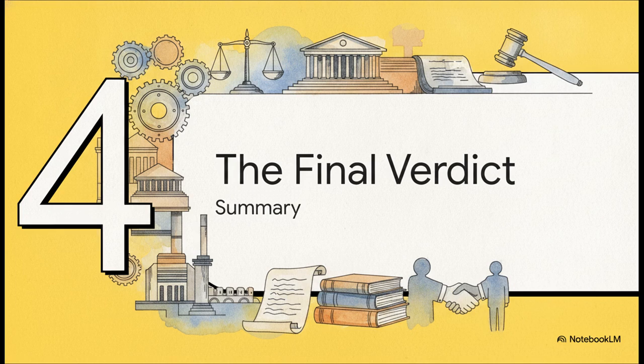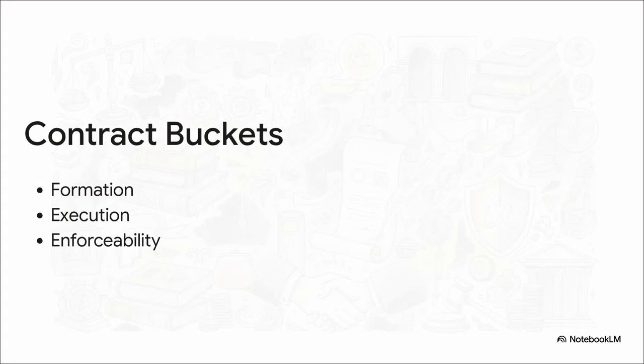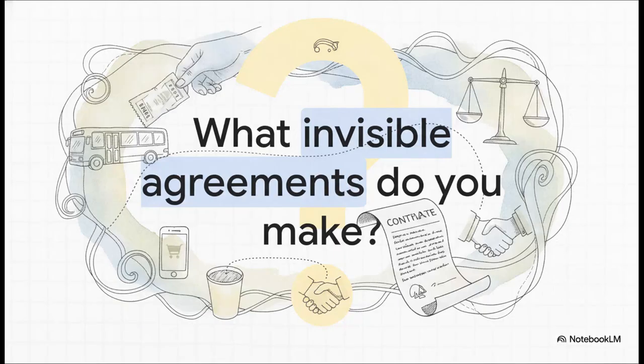All right, let's get to our final verdict. To sum it all up, every contract fits neatly into our three simple folders. Formation covers exactly how the contract is made, whether it's express, implied, or quasi. Execution tells us where it stands in the process, either completely executed or executory and ongoing. And enforceability dictates whether the law will actually support it if things go wrong, classifying it as valid, void, voidable, illegal, or unenforceable.